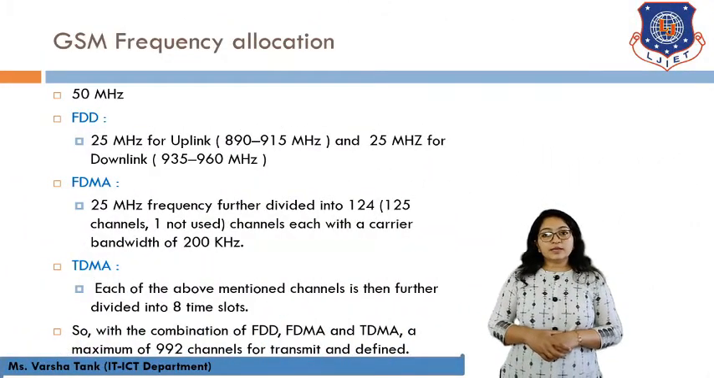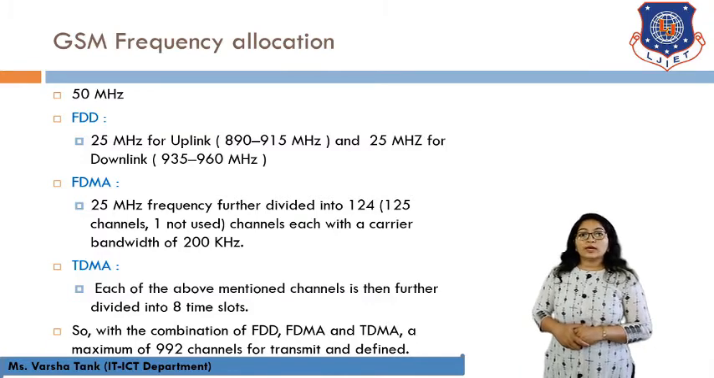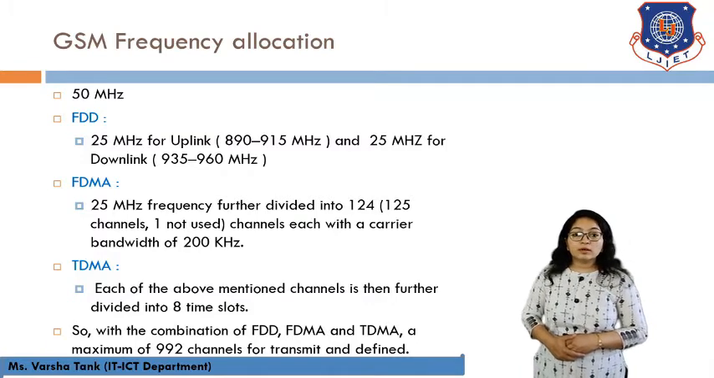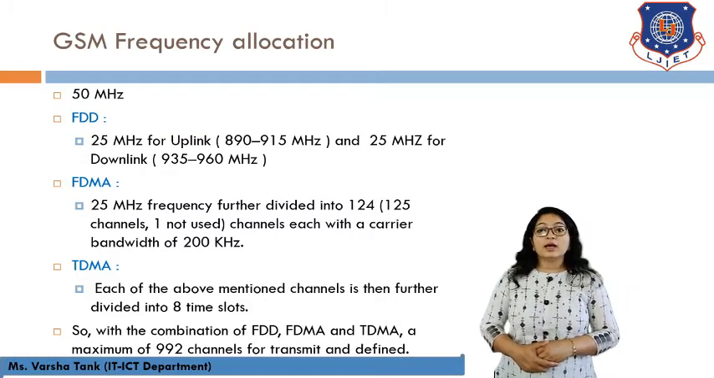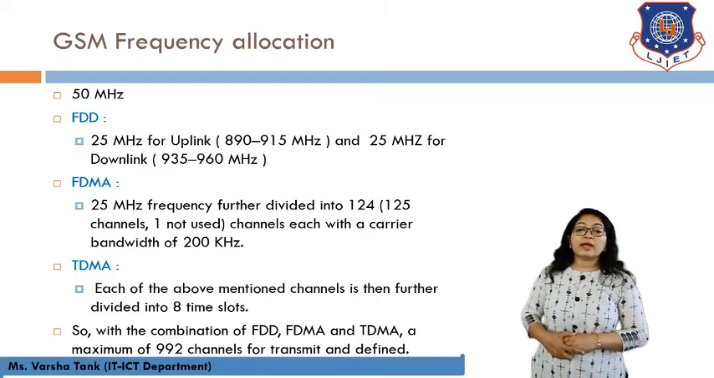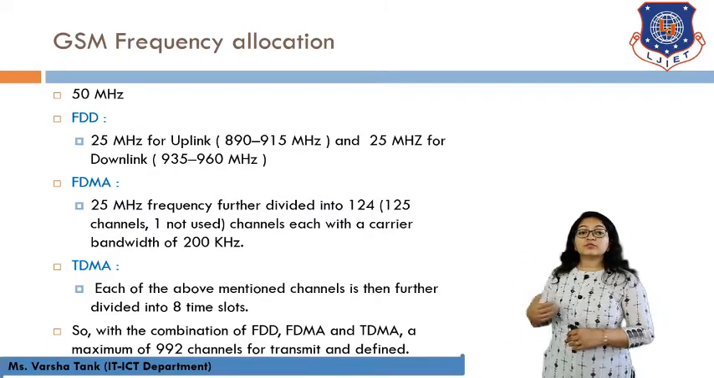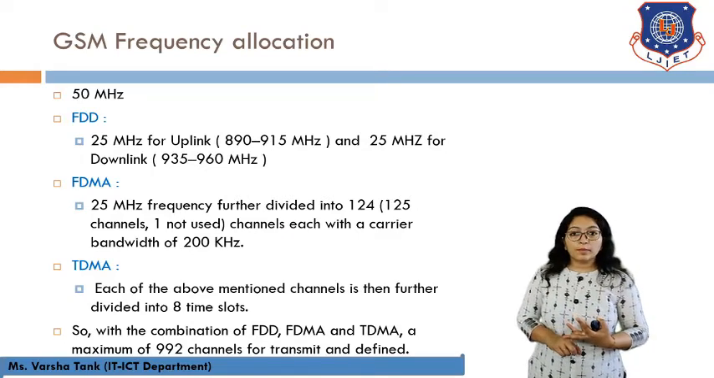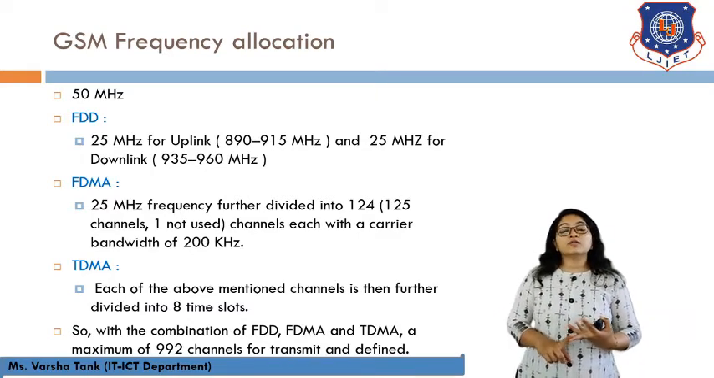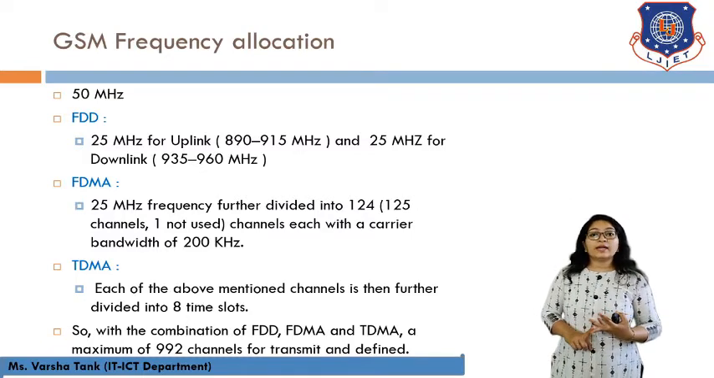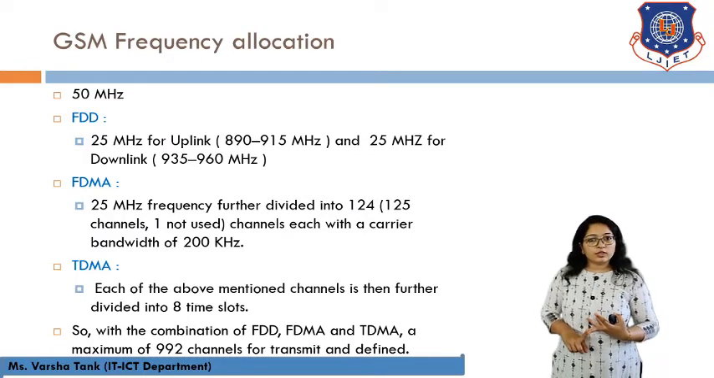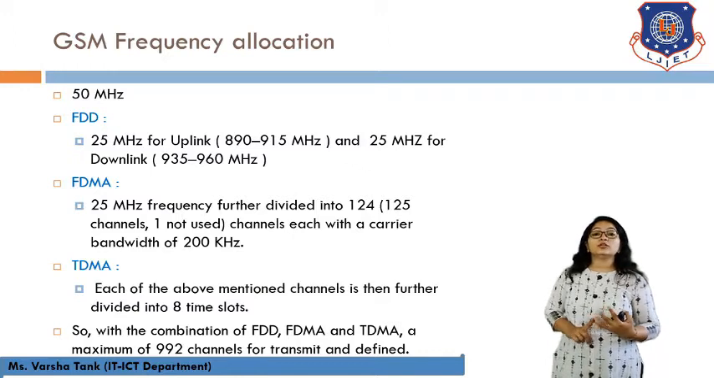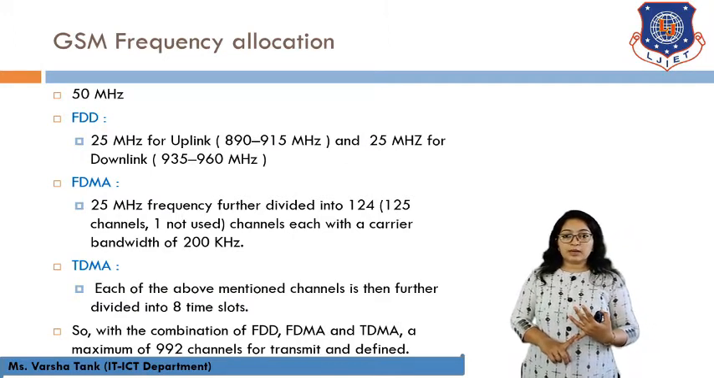Now next is GSM frequency allocations. Okay, first of all, it uses a band of 50 megahertz. It uses FDD, FDMA, and TDMA. FDD means frequency division duplex, so 25 megahertz for the uplink frequency and 25 megahertz for the downlink frequency. So 890 to 915 megahertz is used for the uplink, and for the downlink it uses 935 to 960 megahertz.